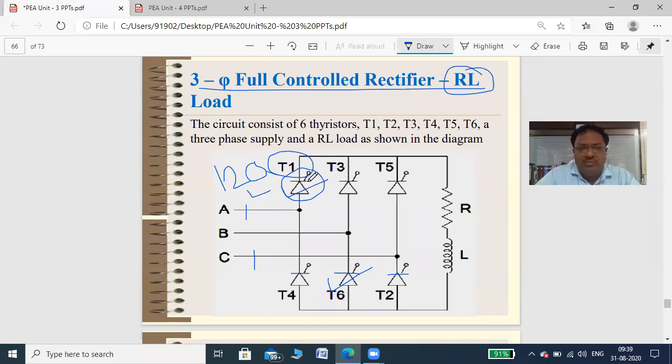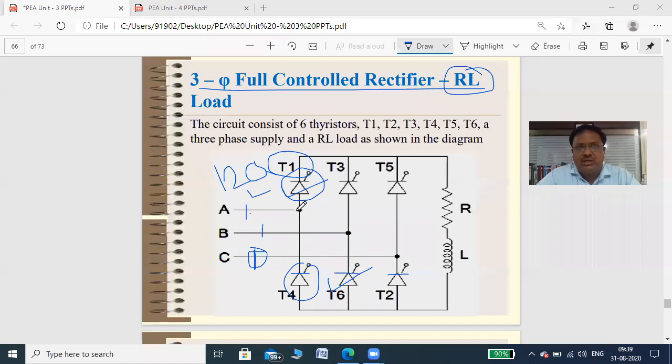Now T1 turns off, then next T3 is on, because B is more positive, and C is still negative. So T3 and T2 are on. After that, C becomes positive and A becomes negative, so T4 is on. So T3 and T4 are on for the next 60 degrees, and so on. Keep in mind, every pair conducts for 60 degrees, and each SCR conducts for 120 degrees.